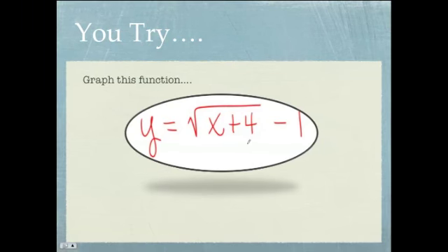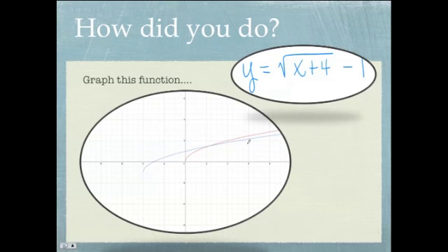So you try this function, y equals the square root of x plus 4 minus 1. Figure out what your transformations are and sketch the graph. How did you do?